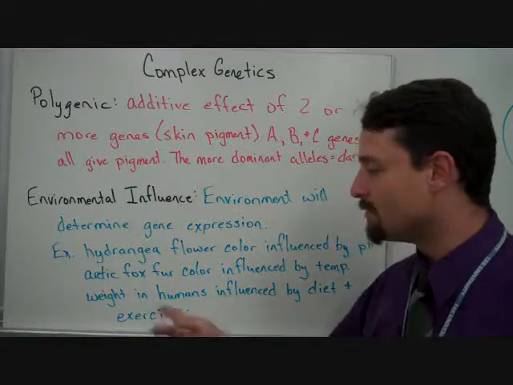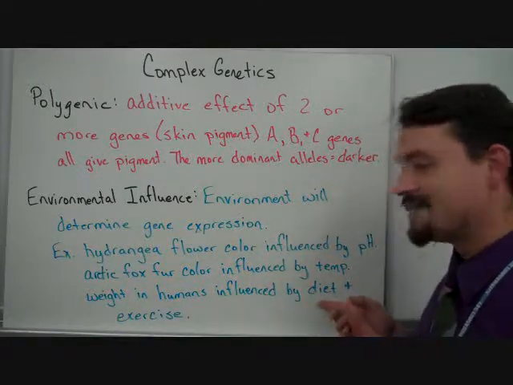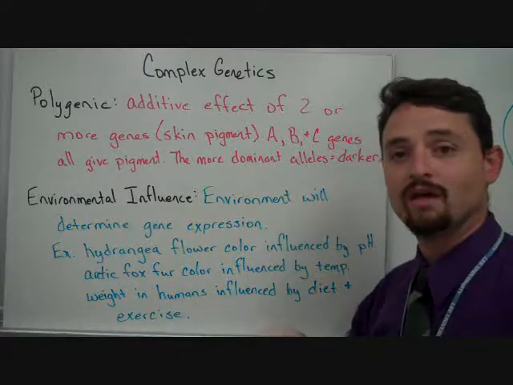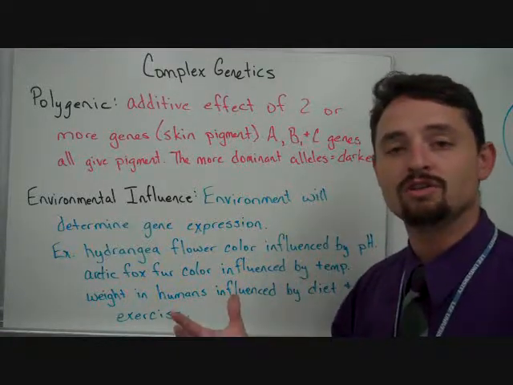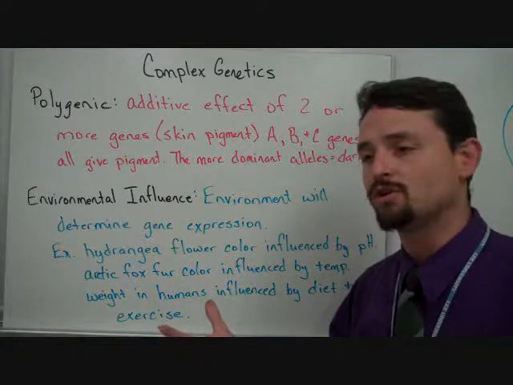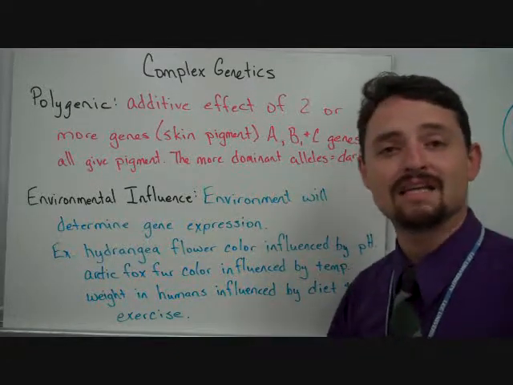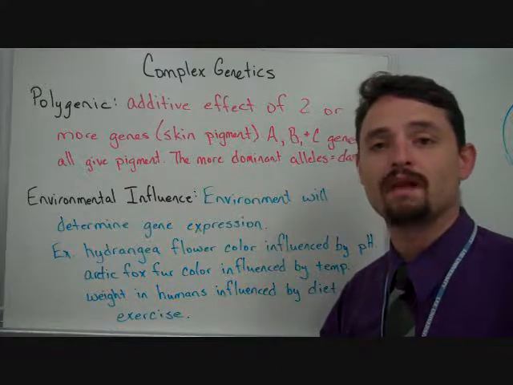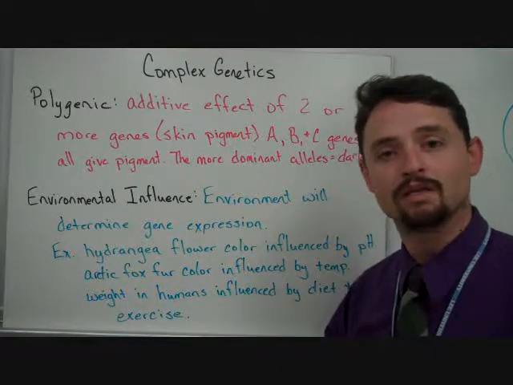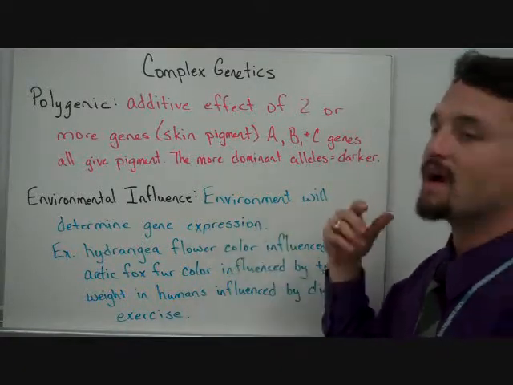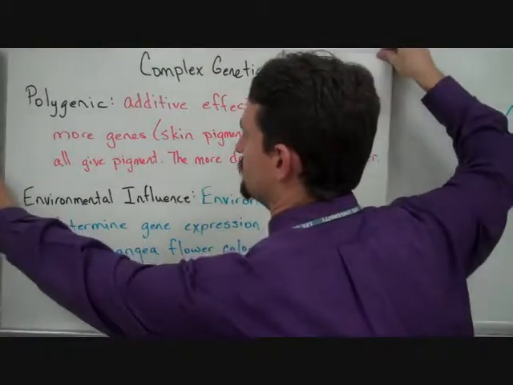Another example we could give would be weight in humans, influenced by the diet and exercise that you have, more so than genetics. The genetics is there that also could influence possibly a weight condition, but if the diet is bad and the exercise is bad, then you end up with possible weight issues from that. And that's an environmental influence.